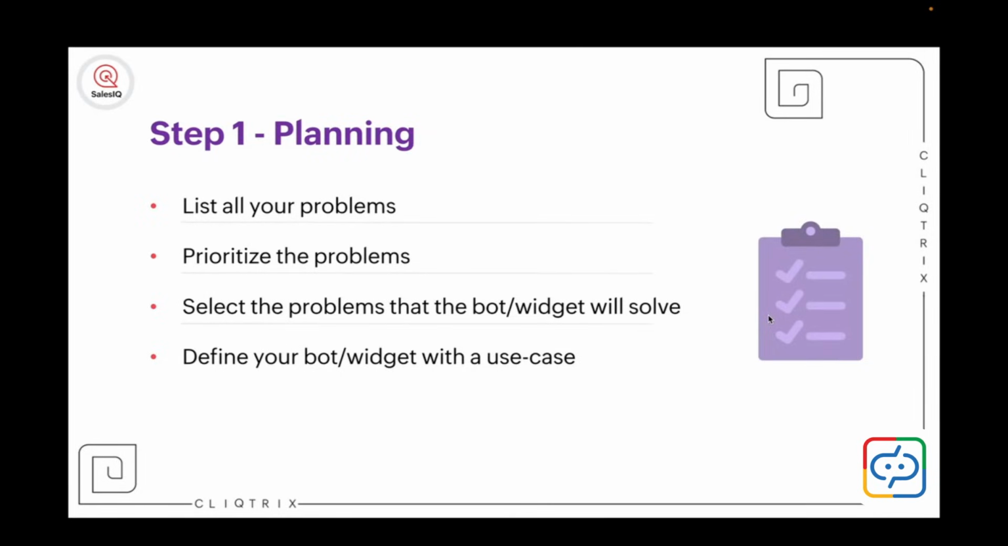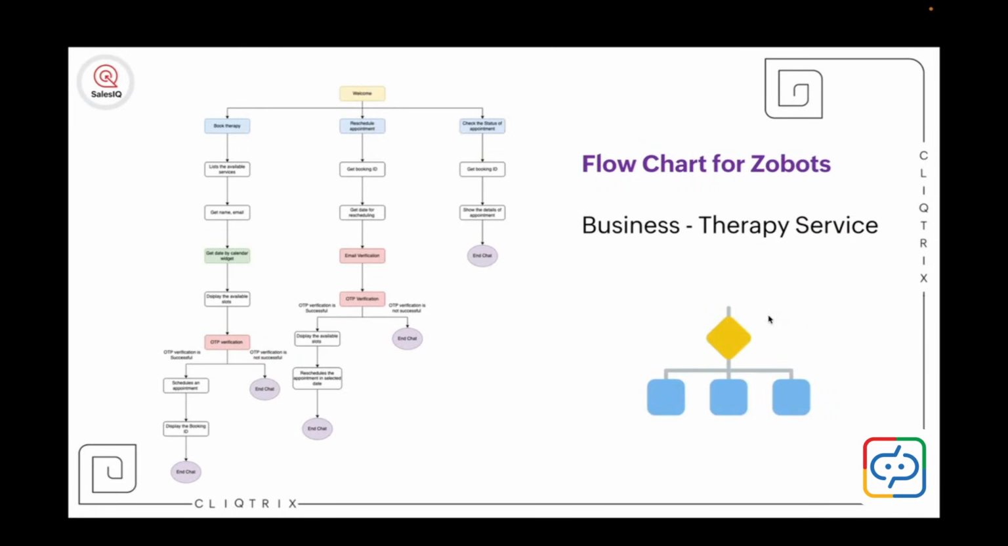Then you can give a story or outline to your bot or widget to define its flow and purpose. For example, let's take a therapy business. You need a bot to automate the scheduling cycle, such as booking sessions, providing options for rescheduling, and more. So this will be the typical bot flow.